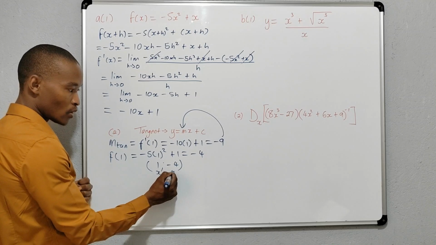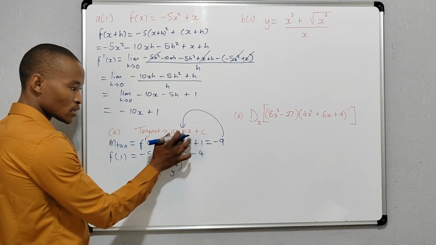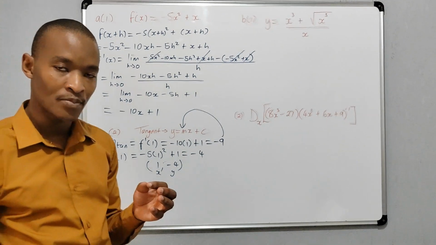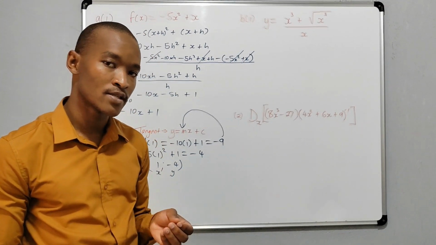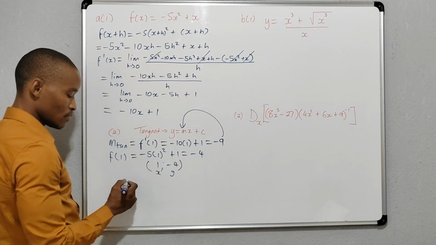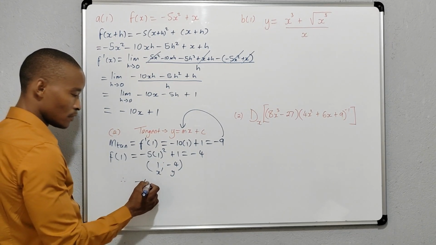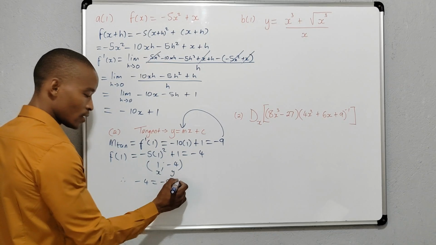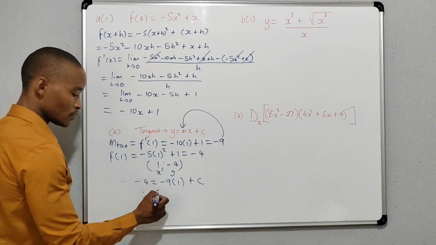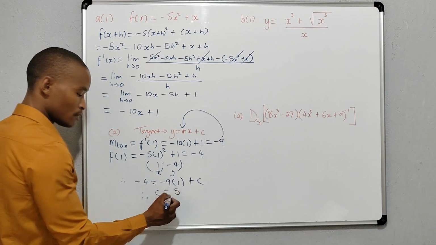So x and y coordinates, substitute for x and y, substitute for m. That will give you the value of c. And what does c represent? That is the y-intercept of this linear function or the straight line. Good stuff. So therefore we have negative 4 equal to negative 9 times 1 plus c, and the value of c is therefore what? 5.